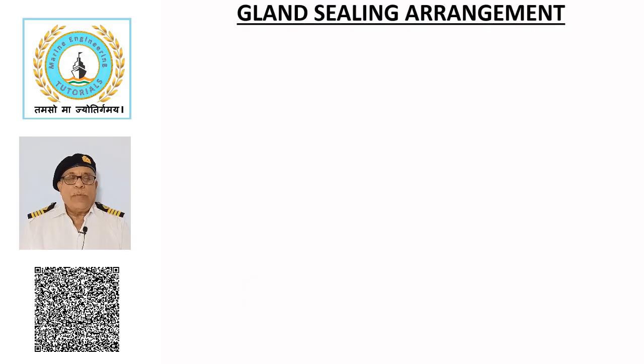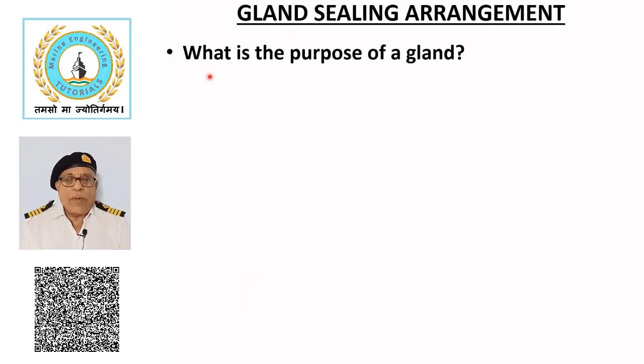Gland sealing arrangement. What is the purpose of a gland? When a shaft, spindle or rod passes through the casing of machinery, a sealing arrangement is necessary to prevent loss of working fluid. The type of sealing used depends on the operating conditions and the nature of liquid being handled.